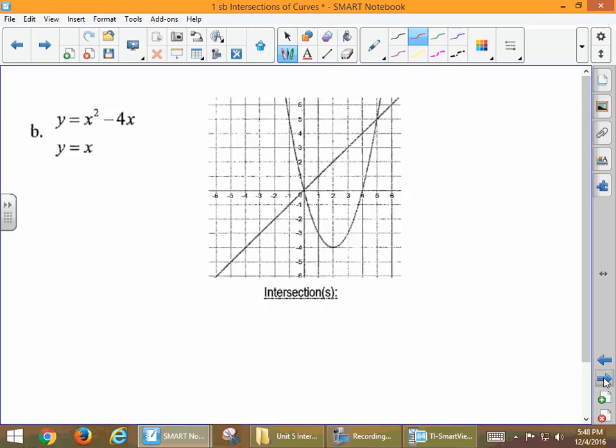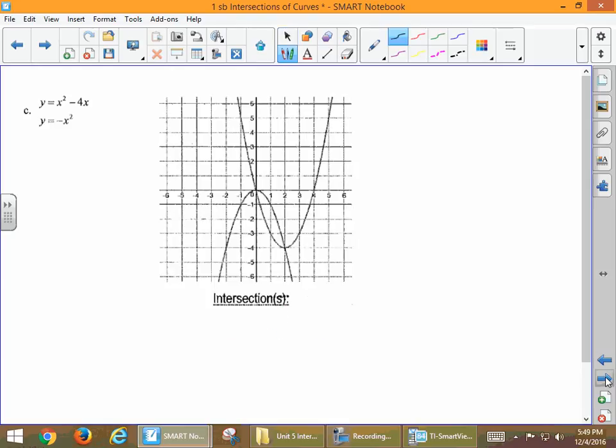y equals x squared minus 4x is the equation of the parabola. y equals x is the equation of the line. It looks like we have 2 points of intersection. A point here and a point there. A point at the origin. And over here at (5, 5).